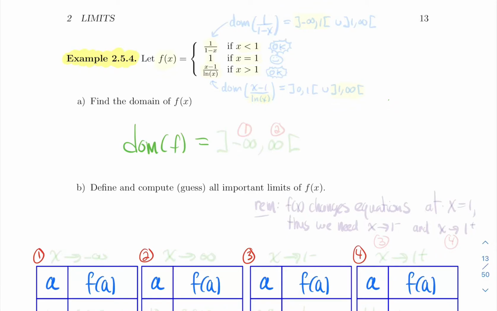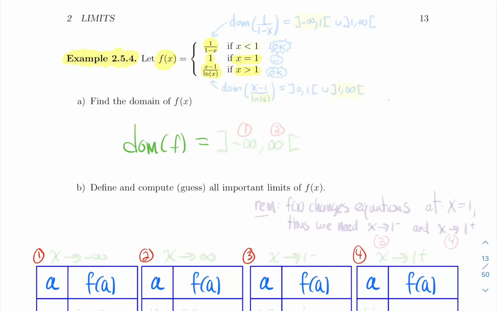So here we have a piecewise defined function f of x. f of x is equal to the formula 1 over 1 minus x if the input is strictly less than 1. If the input is 1, then the output is 1. And if the input is strictly bigger than 1, then the output is computed as x minus 1 over ln of x.